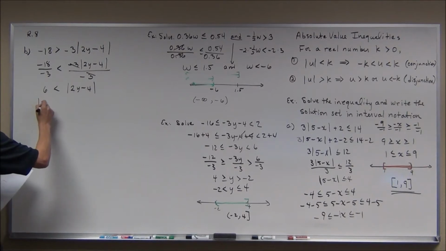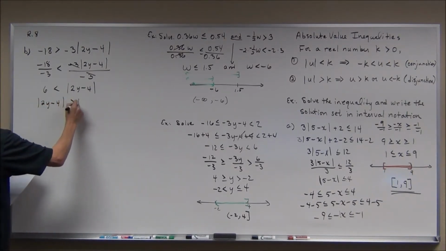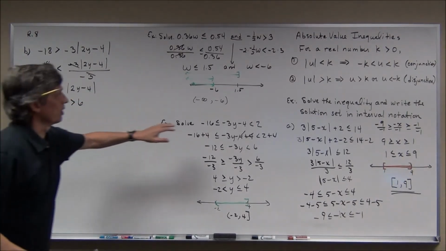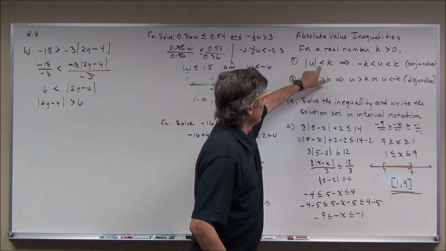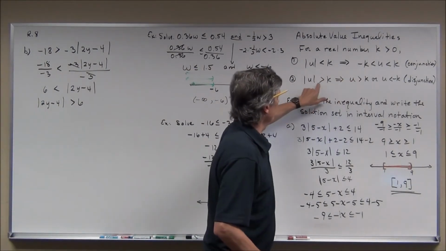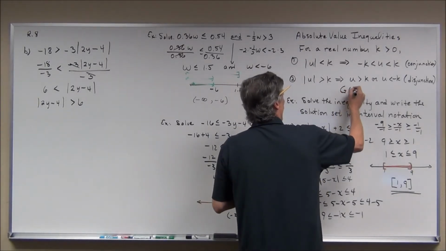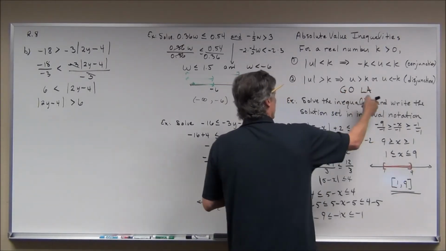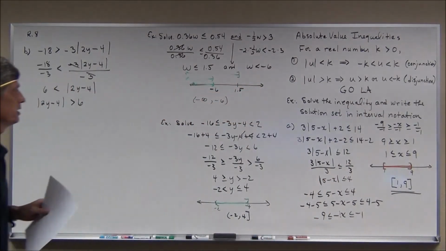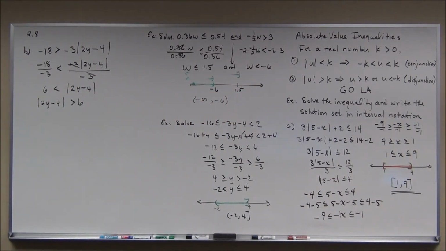or better yet, flipping the sides to put the absolute value on the left. So now it matches up over here with this guy. Less than and greater than or the other way around, greater than or less than and. Go LA. I used to have students write that down at the top of their test papers when they were being tested on absolute value inequalities. This is a greater than, this is an or.